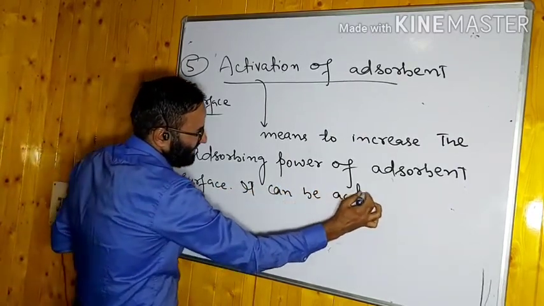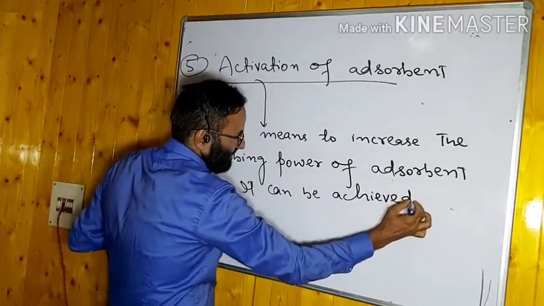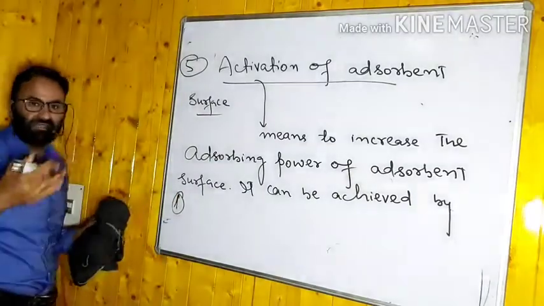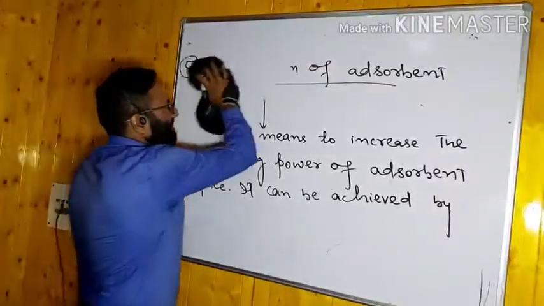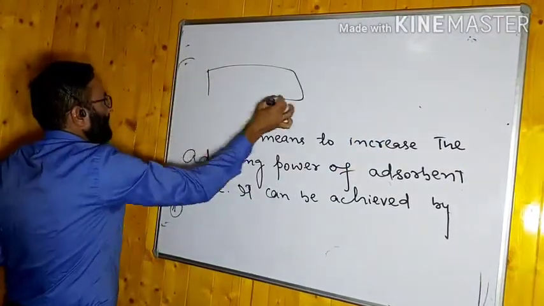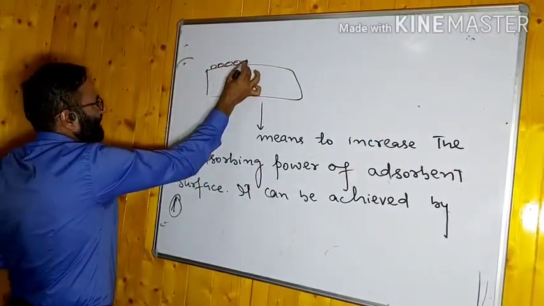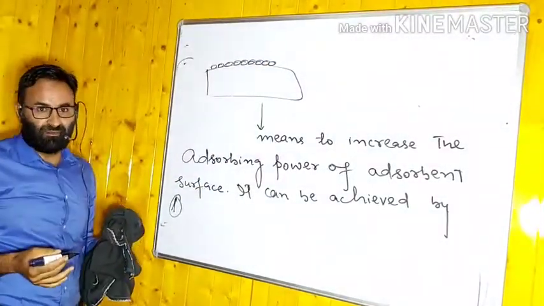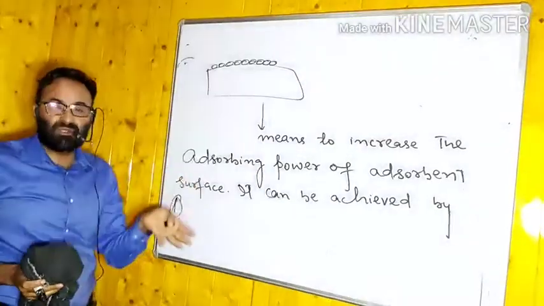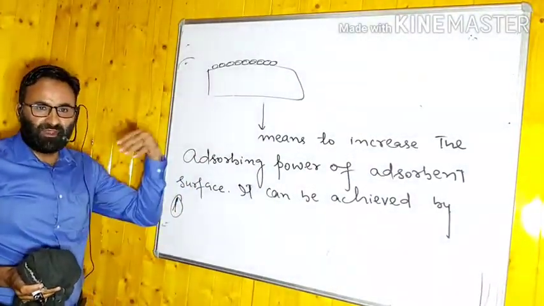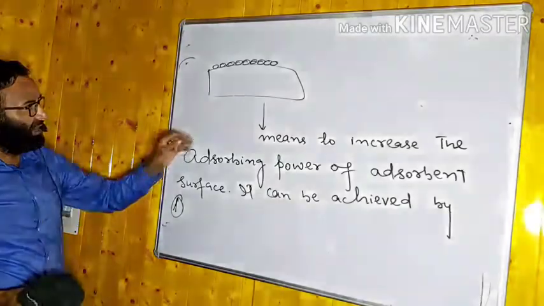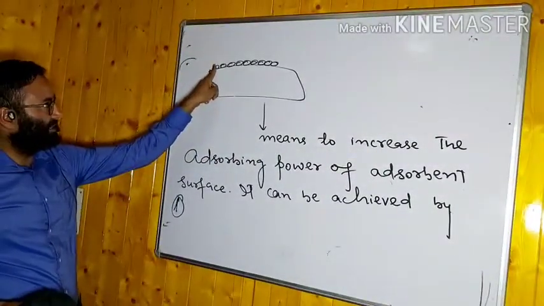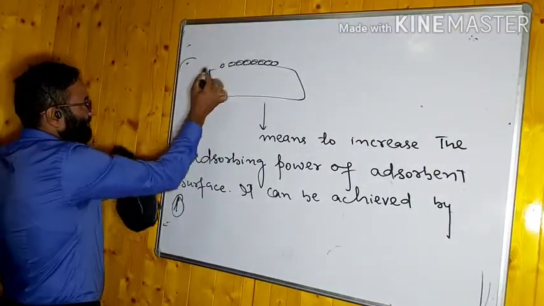It can be achieved by the first point. You have to mention how we can increase the adsorbent surface. If you have, for example, an adsorbent surface, and gas has already been adsorbed on it, now we want to increase its adsorbing power. We want there to be more adsorption. How can we make the adsorbent surface undergo adsorption more? We will remove the already adsorbed gas. This already existing layer, we will remove it.